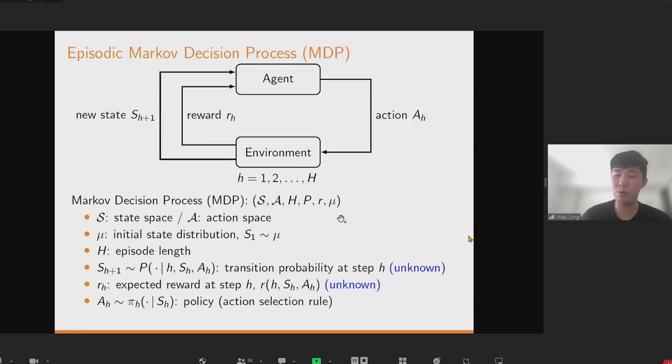Let's begin with a short introduction to the reinforcement learning problem. Reinforcement learning is concerned with how to maximize the expected cumulative rewards in a Markov decision process. This talk will focus on the time inhomogeneous case, or the episodic Markov decision process. In this case, the length of the MDP is finite, and the reward function and the transition probability vary at different time steps. An episodic MDP consists of six components: a state space S, an action space A, an initial distribution mu, the episodic length H, a transition probability P, and a reward function R.